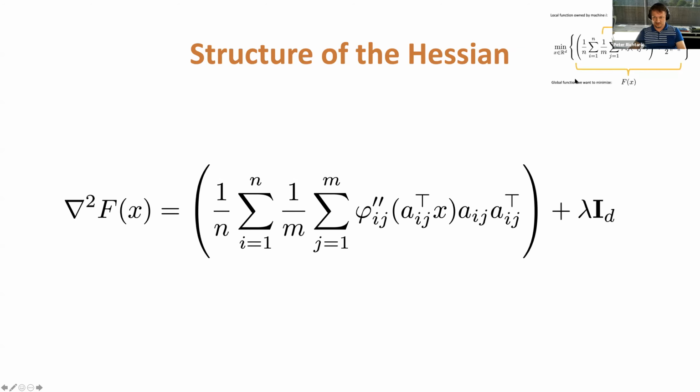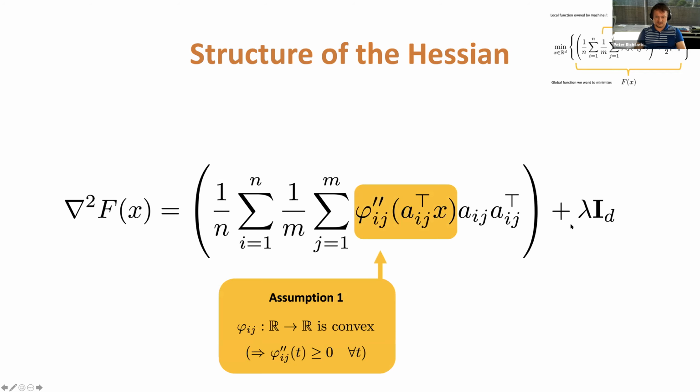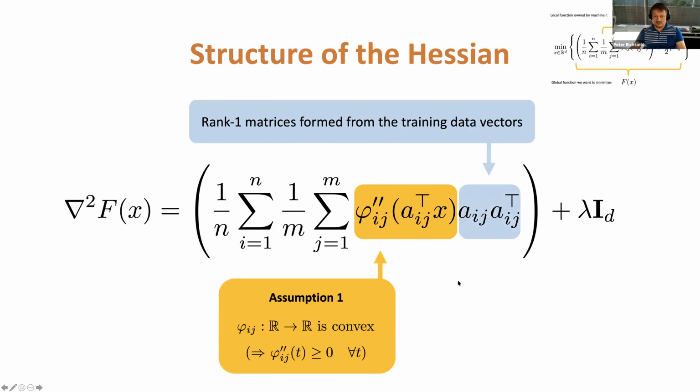So in the upper right corner, you always have the problem, just to remind you of the notation, because you cannot carry this in your minds. When you take the second derivative of this, this is what you get. And notice that this has a very nice structure. So assume from now on that these loss functions are convex, so that these second derivatives are non-negative. So what you have here is a conic combination of these rank 1 matrices coming from the data, plus this regularizing term. So the Hessian always looks like this.